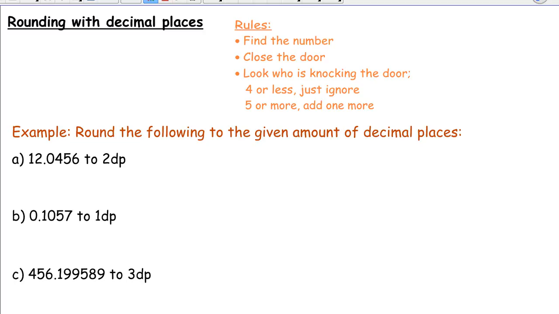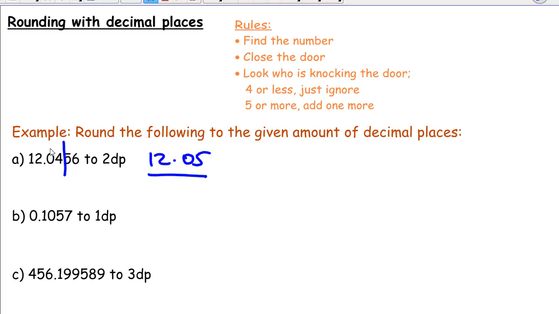For example, here we are asked to round off 12.0456 to 2 decimal places. So this is the first decimal place, that's the second decimal place, and then what I'm going to do is to close the door over there. And then I'll look at who's knocking the door. It's 5. Says 5 or more, add 1 more. So I'm going to add 1 more to 4. So my answer will be 12.05.